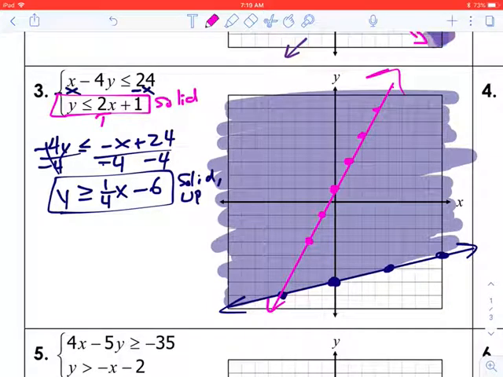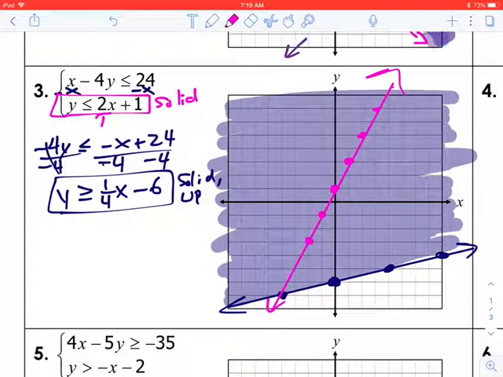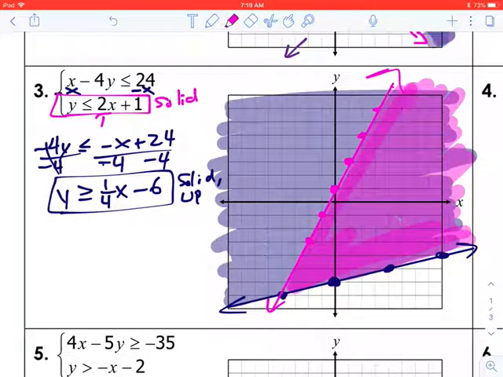And it should be shading downward. So when you think down, I've got below the line. So this part, but I don't need to go into any of the other shaded region, the not shaded region. So that is my solution right there. So any point in that pink area would be my final answer.